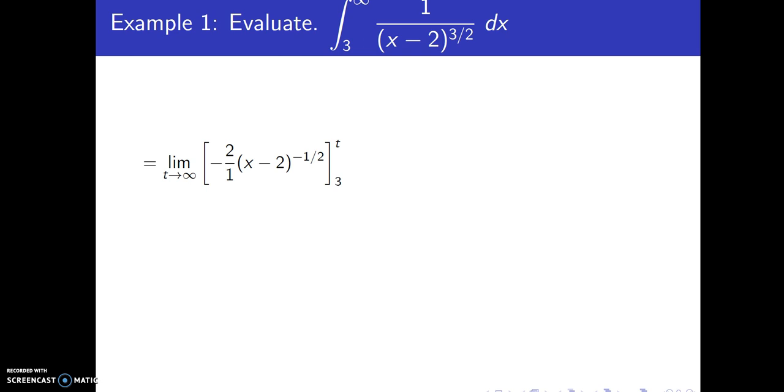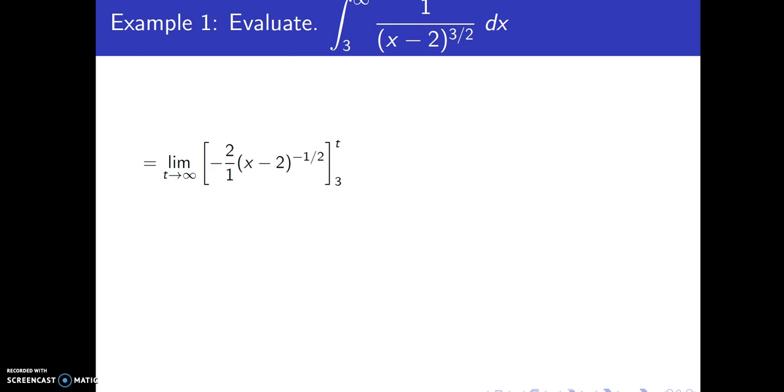So how would we integrate 1 over x minus 2 to the 3 over 2? We'd think of that as x minus 2 raised to the negative 3 over 2 power. You don't have to worry too much about any type of chain rule here, because the derivative of the inside, x minus 2, is just 1. So we just add 1 to the power and then divide by that number. If you add 1 to negative 3 over 2, you get negative 1/2. And 1 divided by negative 1/2 is negative 2 over 1, just the reciprocal of that fraction.